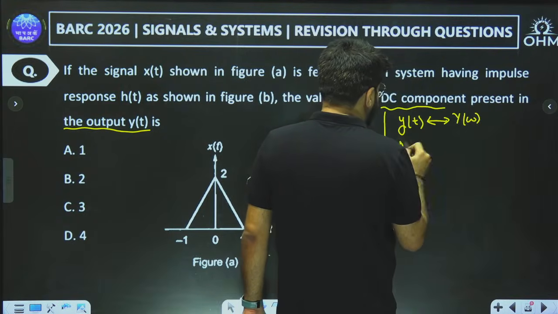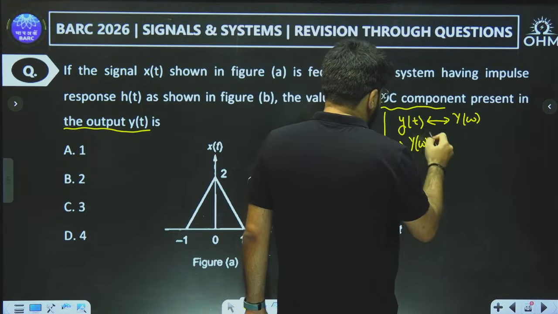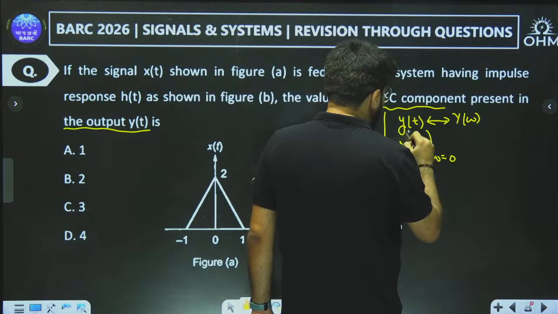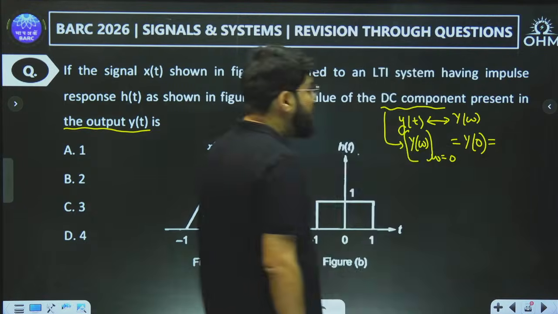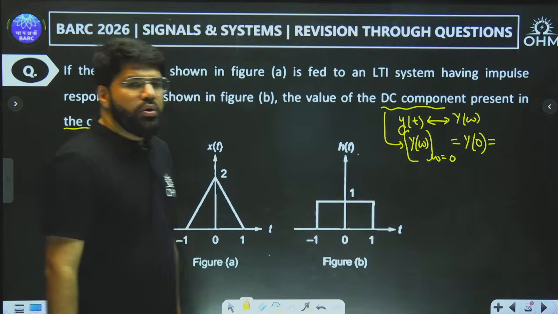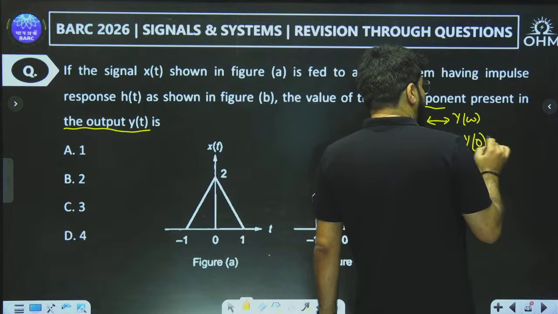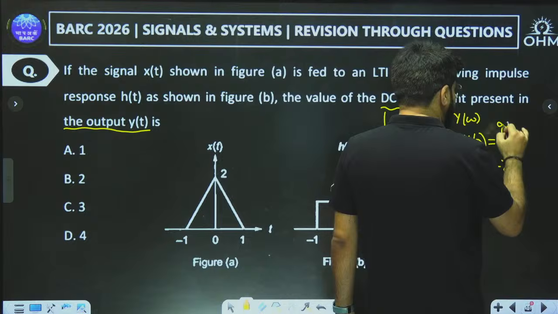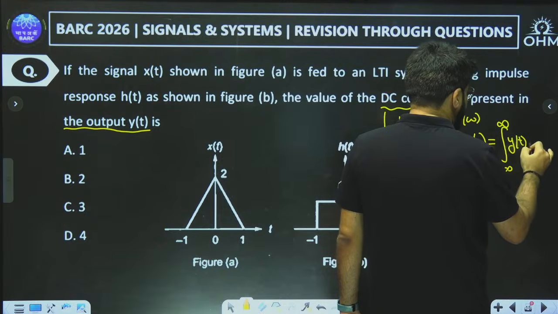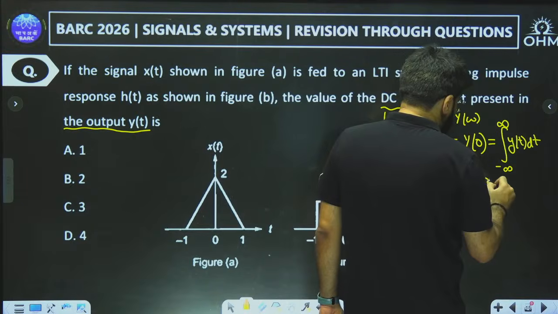This DC component means Y omega at DC frequency, that is omega equal to 0. That means I need Y of 0. And what is Y of 0? You don't have to calculate the Fourier transform, because the value of the Fourier transform at 0 frequency is nothing but the integral of the signal, integral y of t dt, or the area of y of t.